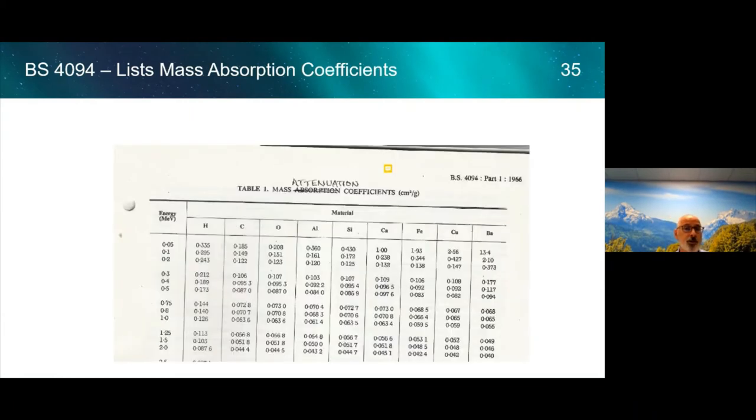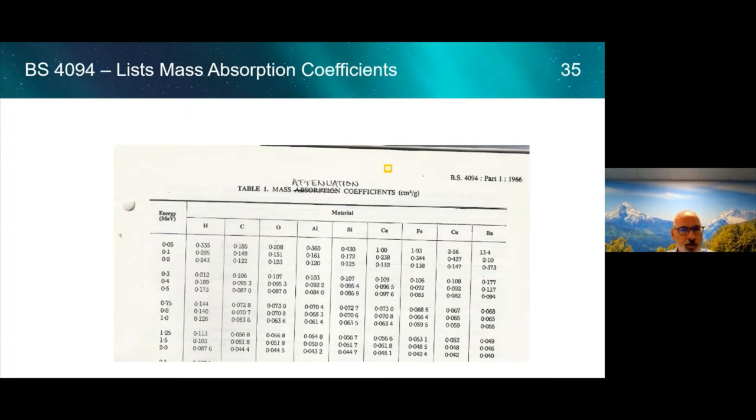Before I go there, it's worth pointing out that BS4094 says it lists mass attenuation coefficients. It says there, table one, mass absorption coefficients, in centimeter squared per gram units. You can see that somebody, before I had this copy of the standard, had rather helpfully scrubbed out absorption and written attenuation. I believe that what is listed in BS4094 is in fact mass attenuation coefficients and not mass absorption coefficients. I've checked a few of them, and the values that I found elsewhere for attenuation coefficients correlated pretty well with the ones produced here. So I'm fairly happy that they're attenuation coefficients, but if you're going to use this, make sure you're happy yourself.